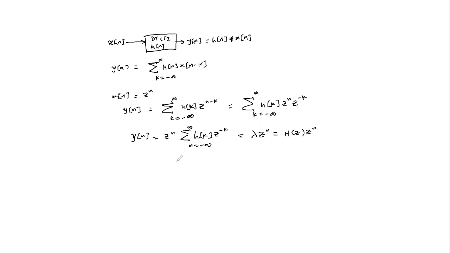That is, H of z, which is the same as lambda, the eigenvalue, and the impulse response of the system in the frequency domain, is the same as the sum over k from negative infinity to positive infinity of h of k, z to the power minus k, which is the z transform of h of n.